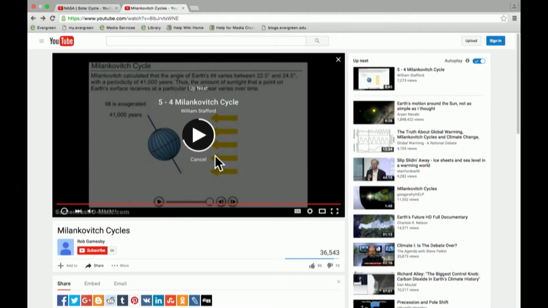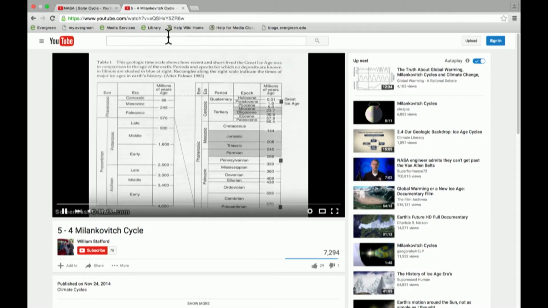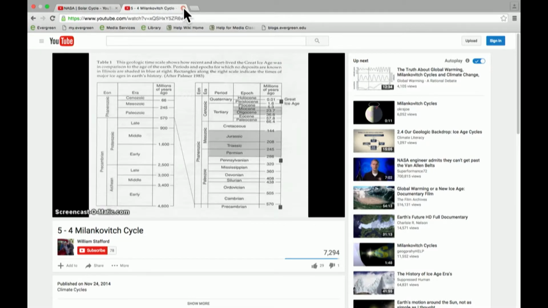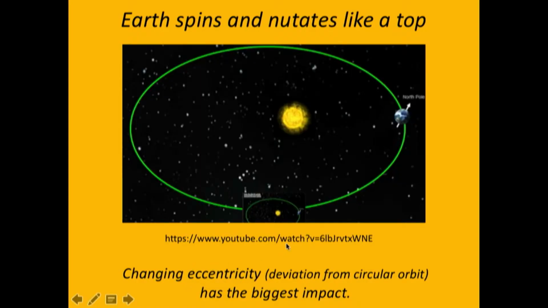Okay, we're going to stop this. There we go. So that's how Earth's cycles change, and the ellipticity of the cycle is the biggest change. Can you see this now? Great. Okay. So the changing eccentricity or ellipticity has the biggest impact.